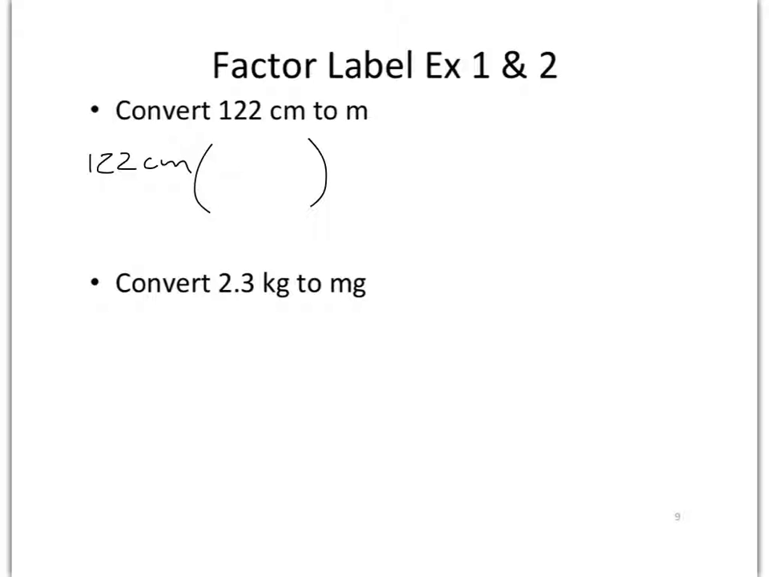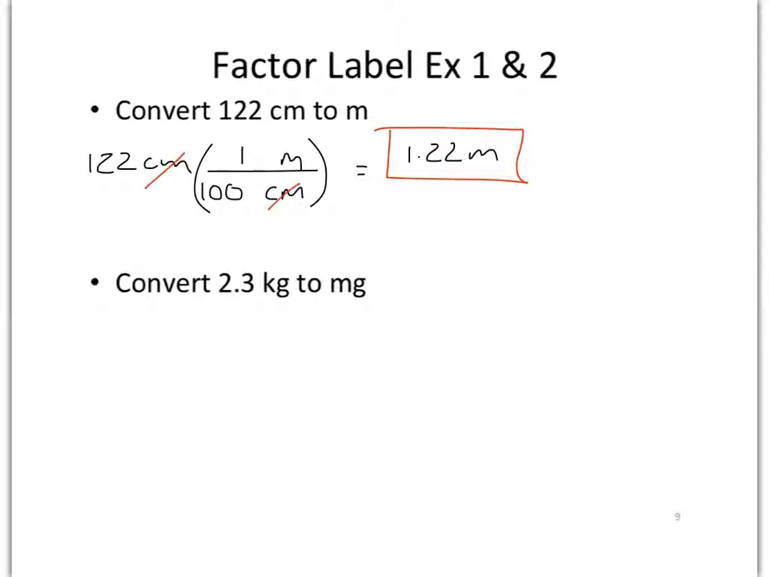Let's write a fraction that is equal to 1, but has the purpose of canceling out the centimeters. Can we go from centimeters to meters? Yes, we can. I think most people probably know that. It's 100 centimeters equals 1 meter. So that gives us 1.22 meters. The centimeters cancels out, so we no longer have that to deal with. We have our final answer in meters.